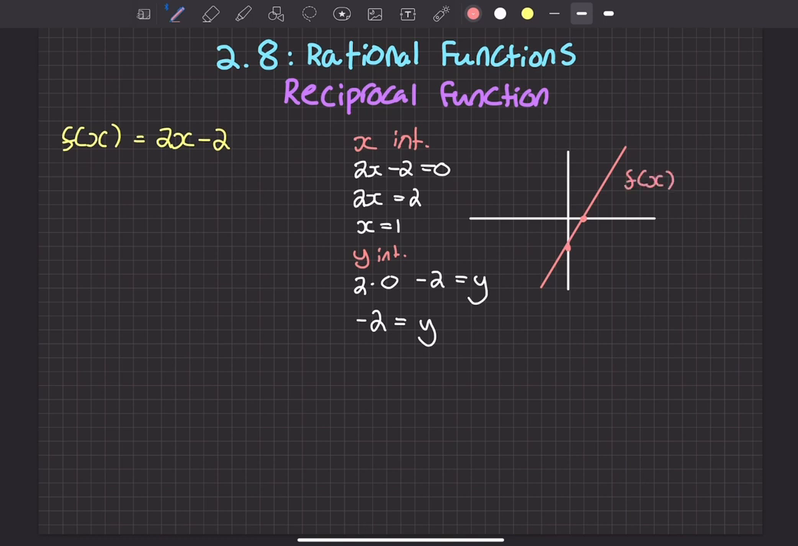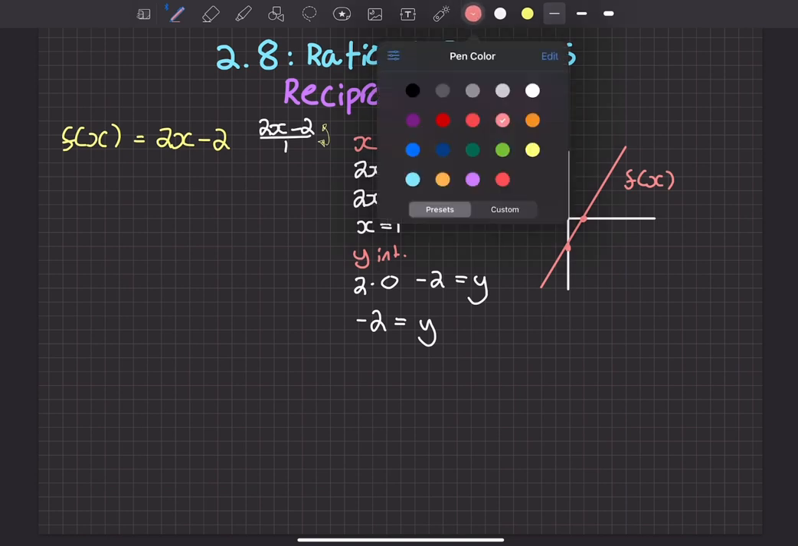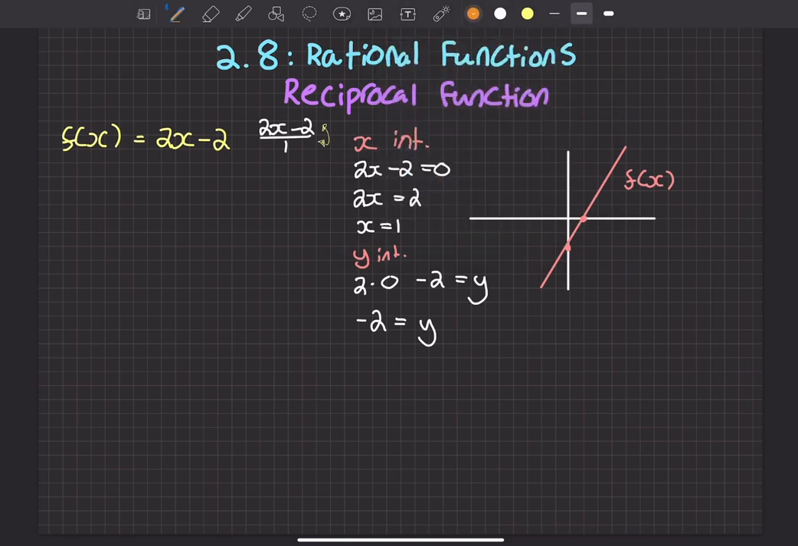Okay, so what is the reciprocal function? This function here, your original function, can be rewritten as 2x minus 2 over 1, right? Because it's divided by 1, it'll give you the same thing. And your reciprocal function is essentially when you just switch these two around. So you make the denominator into the numerator and the numerator into the denominator. So our reciprocal function, we'll call it r of x, r for reciprocal, and this will be 1 over 2x minus 2. This is your reciprocal function here.